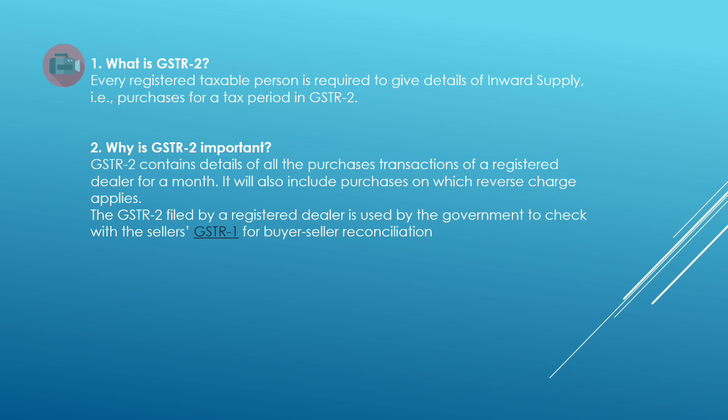Why is GSTR 2 important? GSTR 2 contains details of all the purchase transactions of a registered dealer for a month. It will also include purchases on which reverse charge applies. The GSTR 2 filed by a registered dealer is used by the government to check with the sellers' GSTR 1 for buyer and seller reconciliation.